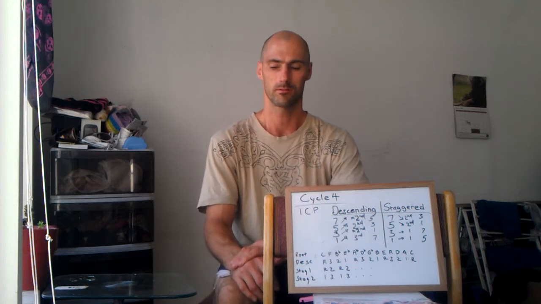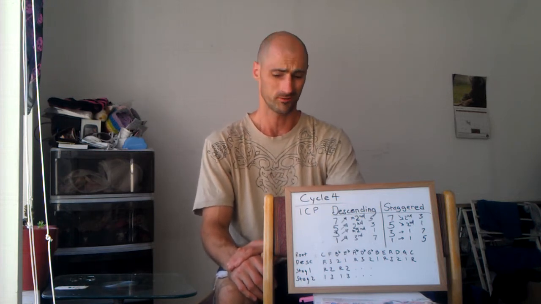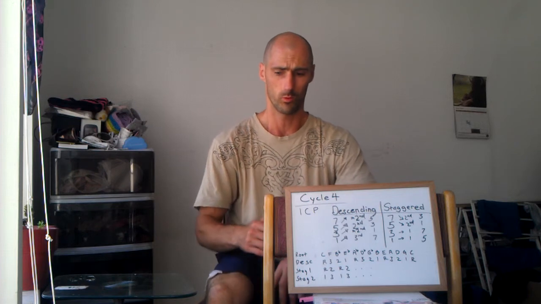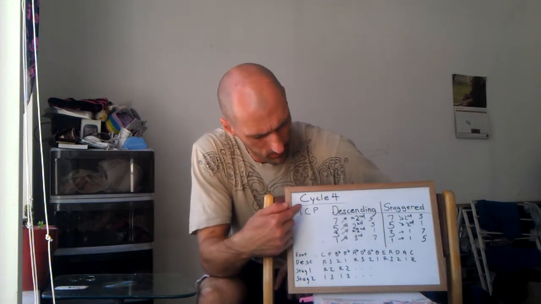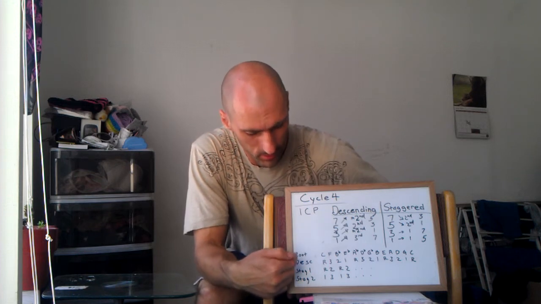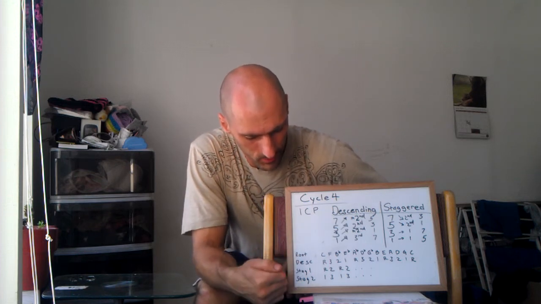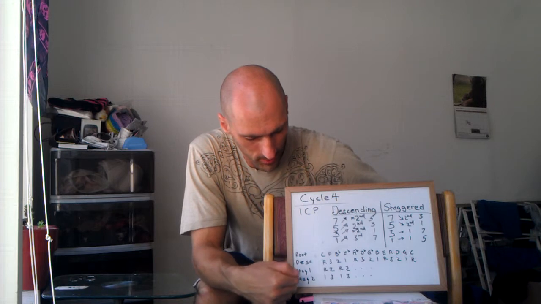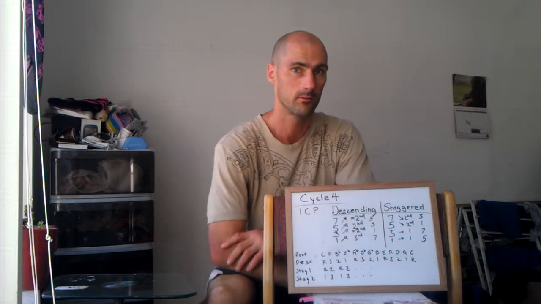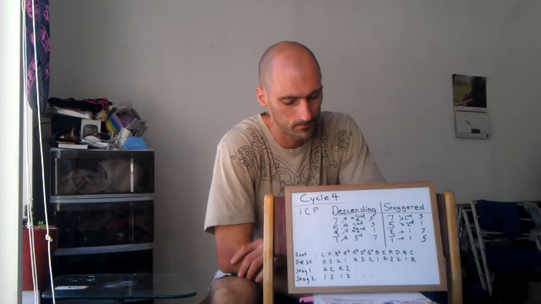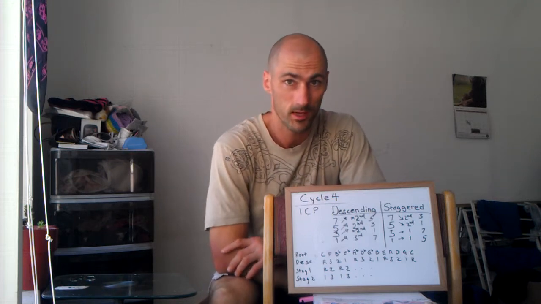Order of inversions describes what inversion goes after which inversion. So for cycle 4, which I'm going to explain with major 7 chords, we have a descending order of inversion and a staggered order of inversion. And there are 2 staggered inversions that use the same voice leading. I'll explain the staggered first.